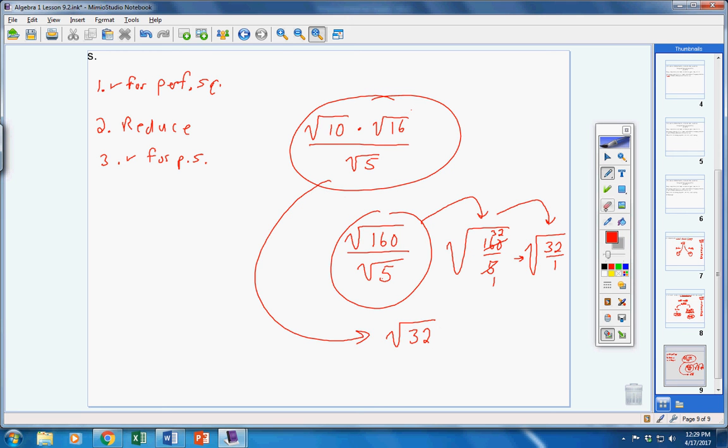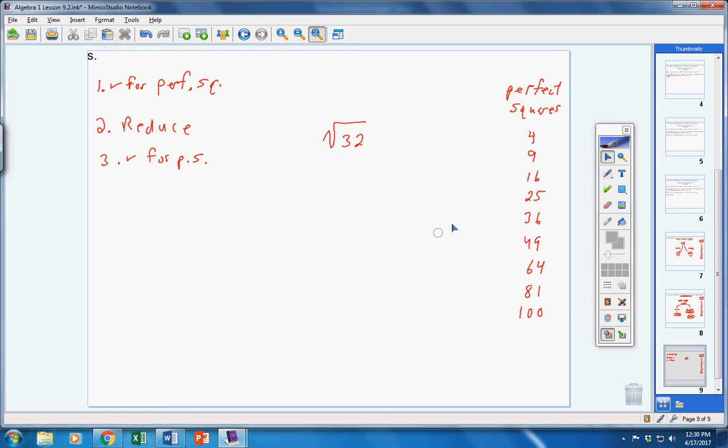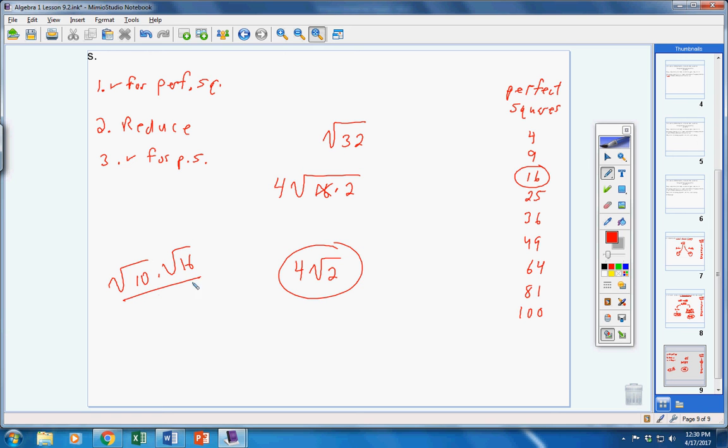Now we're not finished because, remember, sometimes you can reduce those more, okay? So let's see if we can simplify or reduce this radical. 16 goes into 32. 16 times 2. Cross off your 16, put a 4 on the outside, and there's your final answer. 4 square root of 2. So this entire mess that we started off with right here, square root of 10 times square root of 16 all over square root of 5, is the exact same thing as 4 square root of 2.